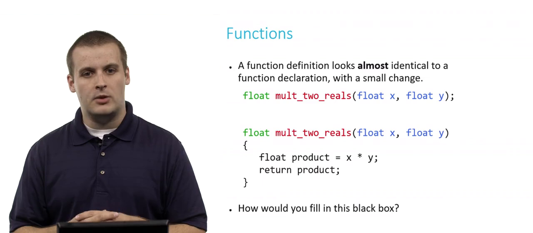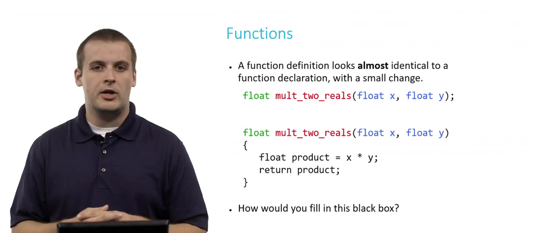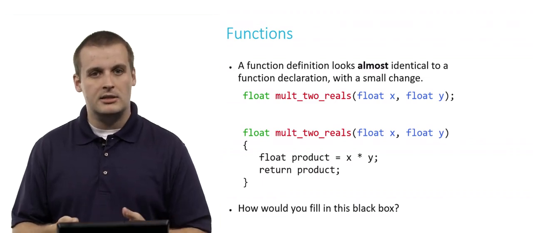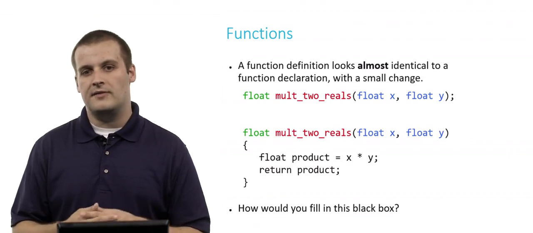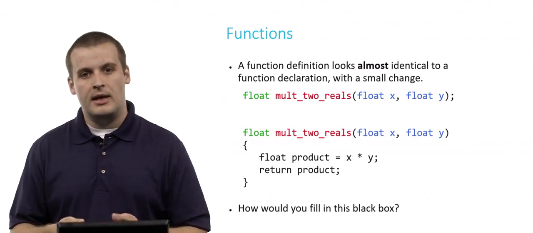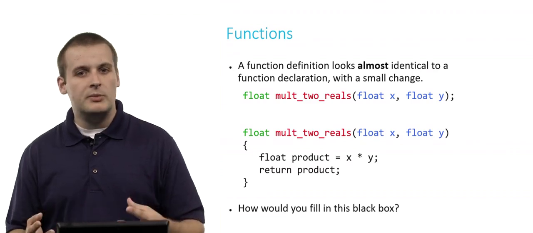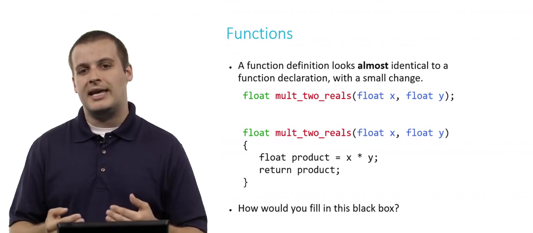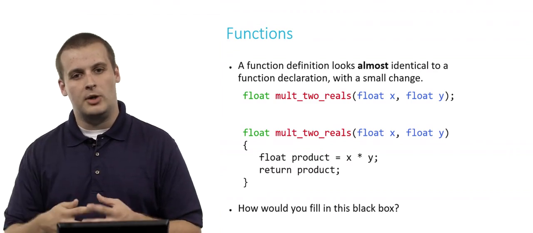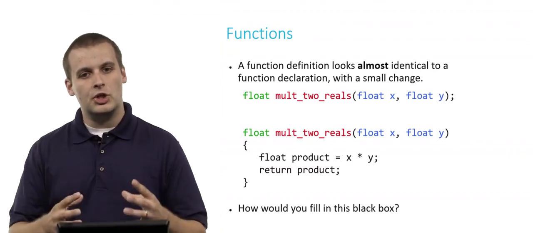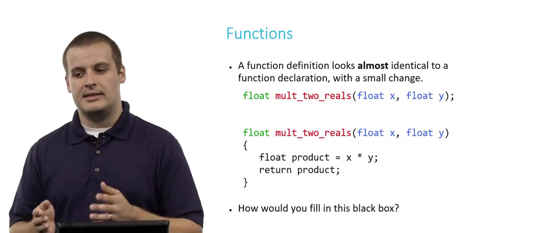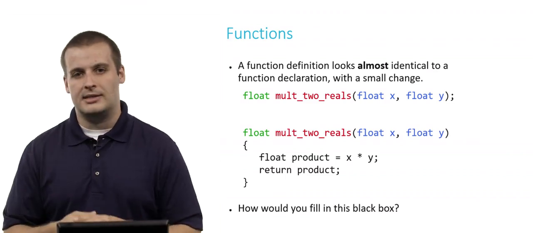Here's one way to implement it. We could declare a new variable of type float called product and assign that variable to the value x times y, and then return product. What does return mean here? Well, return is the way we indicate how we're passing the output back out. So return something is the same as saying this is the output of the black box. So that's how you do it.